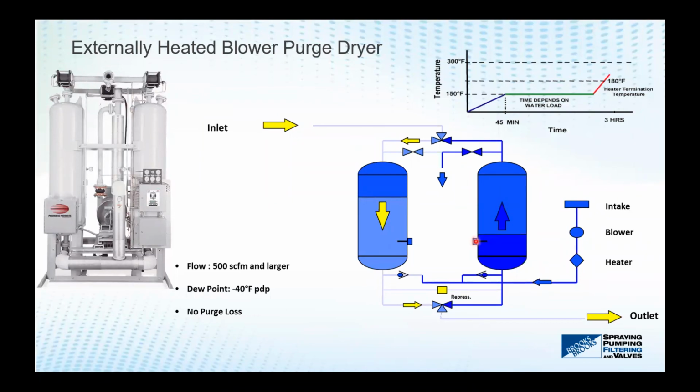So when you get into larger flow rates, this is a very, very good way to dry the air because you don't lose any of the compressed air. The reason why we can have varying flow rates is we have a demand cycle control system called AMLOC, which monitors the amount of moisture in the desiccant bed and decides when it needs to be regenerated.